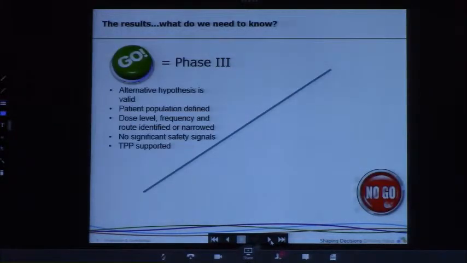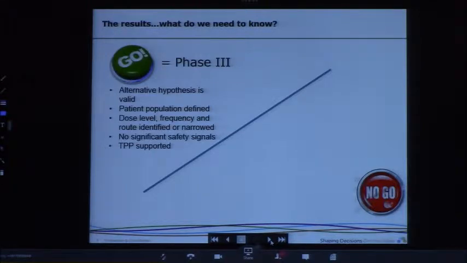So the results, what do we need to know? The go button is pressed if the alternative hypothesis is valid. In other words, we are seeing a response in our patient population. We are able to clearly define that patient population. The dose level, frequency, and route of administration are all identified or at least significantly narrowed.